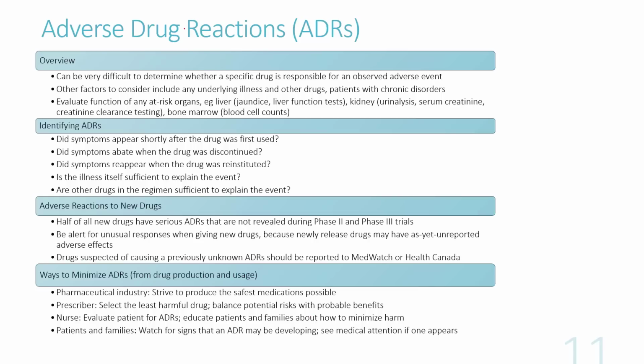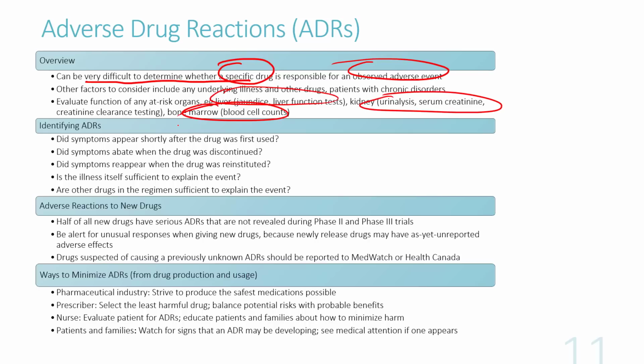Adverse drug reactions are sometimes easy to determine and link back to a drug, but most of the time it's very difficult to determine whether a specific drug is responsible for a specific adverse effect, right? So that's why testing can come in. You've got liver tests, tests for kidney, and tests for bone marrow. Here are some questions to ask in order to identify adverse drug reactions, and also note that half of all new drugs on the market have serious ADRs that are not revealed during phase 2 and phase 3 trials.